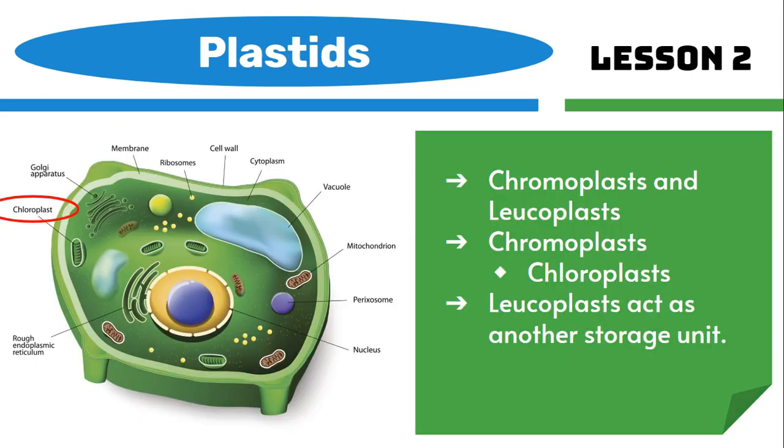So plastids, these are only found in plant cells. The two main types are chromoplasts and leucoplasts. And although the leucoplasts weren't included in this model, I'll try to give you a good explanation.